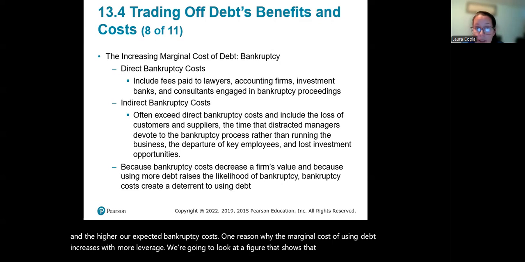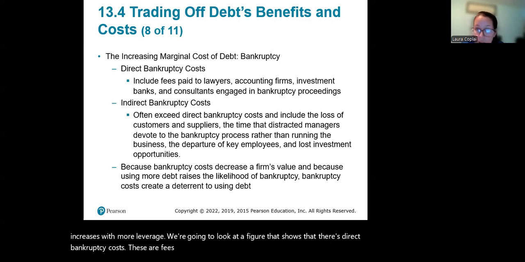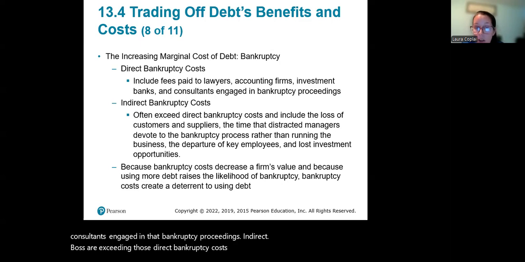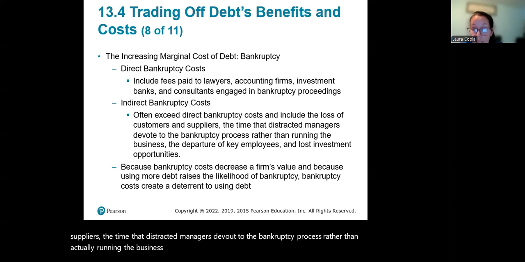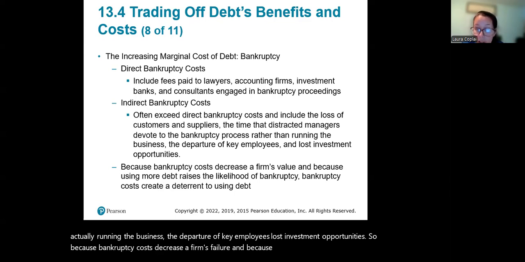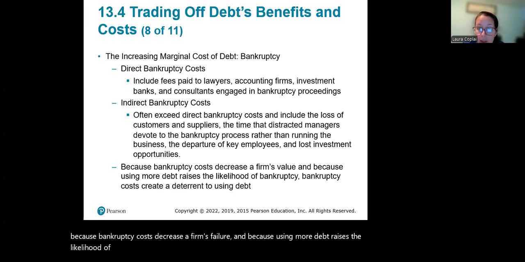There's direct bankruptcy costs. These are fees paid to lawyers, accounting firms, investment banks, and consultants engaged in the bankruptcy proceedings. Indirect costs exceed those direct bankruptcy costs. They could be the loss of customers and suppliers, the time that distracted managers devote to the bankruptcy process rather than actually running the business, the departure of key employees, and lost investment opportunities. So because bankruptcy costs decrease a firm's value and because using more debt raises the likelihood of bankruptcy, bankruptcy costs create a deterrent to using debt.